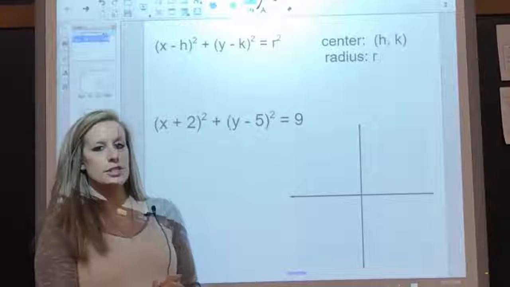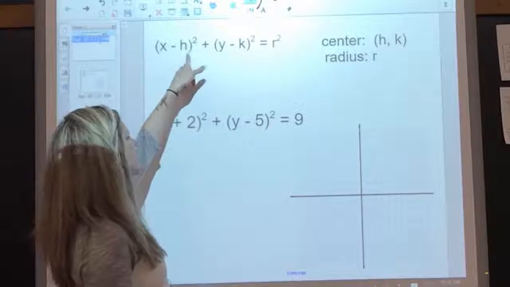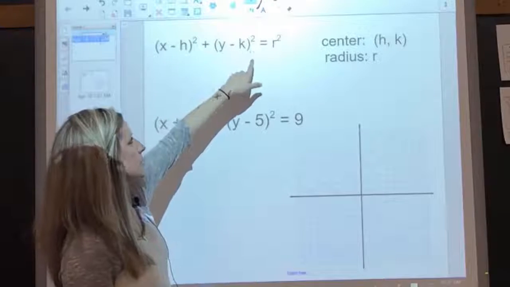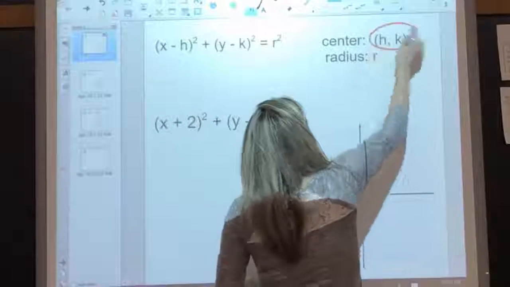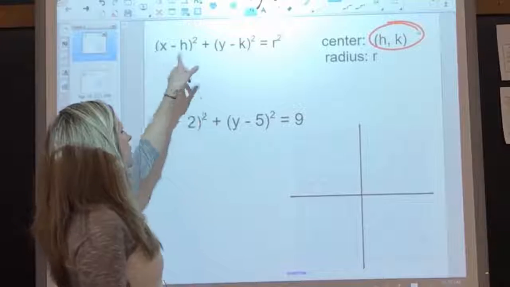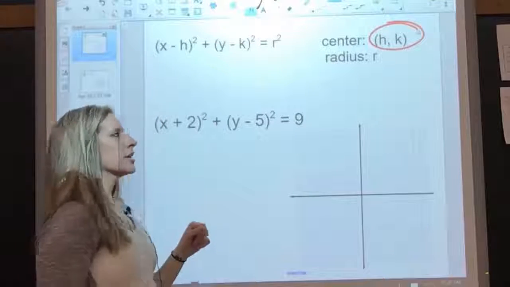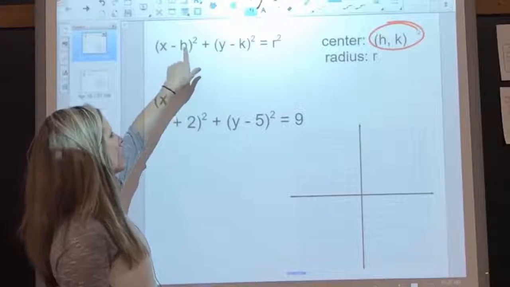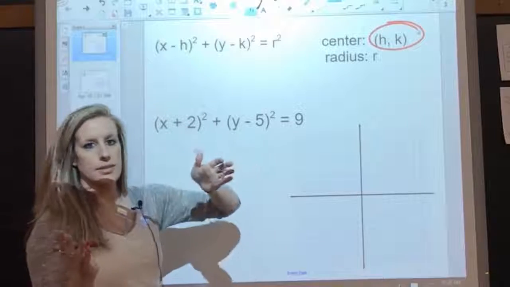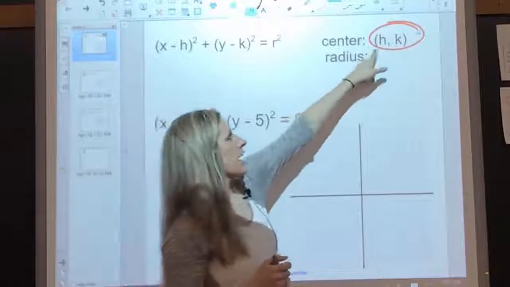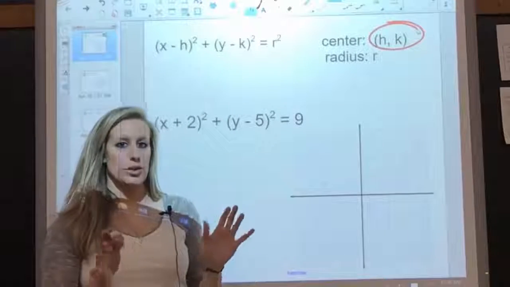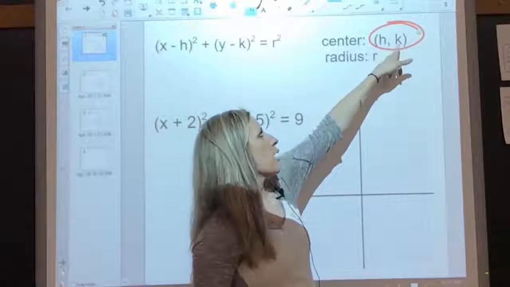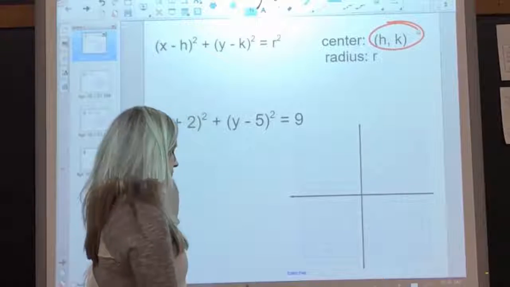The standard form for circles is going to be (x - h)² + (y - k)² = r², where your center is (h, k). So you see how it's x minus h? You're going to do the opposite of what's in the parentheses, and that's going to give you your x value. For y minus k, you take the opposite of what's with the y, and that's going to give you the y value of your center.